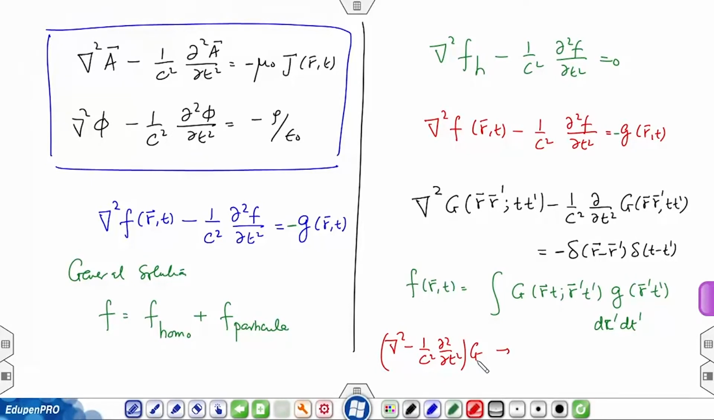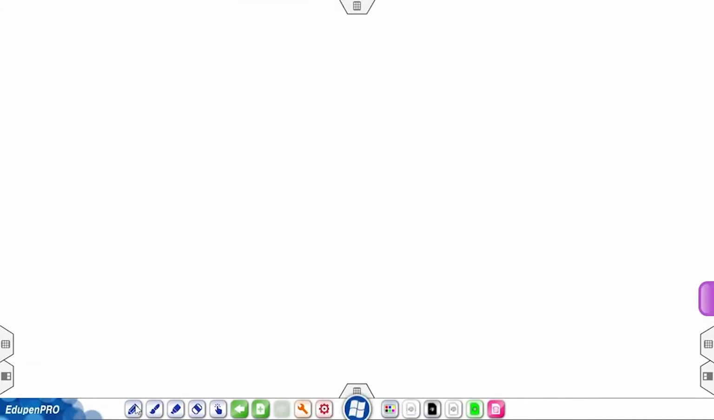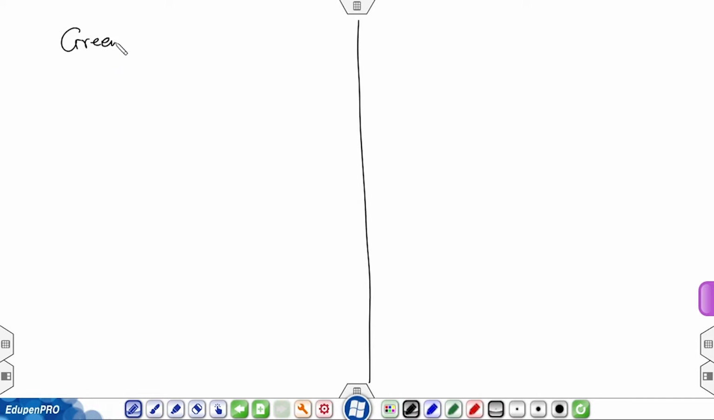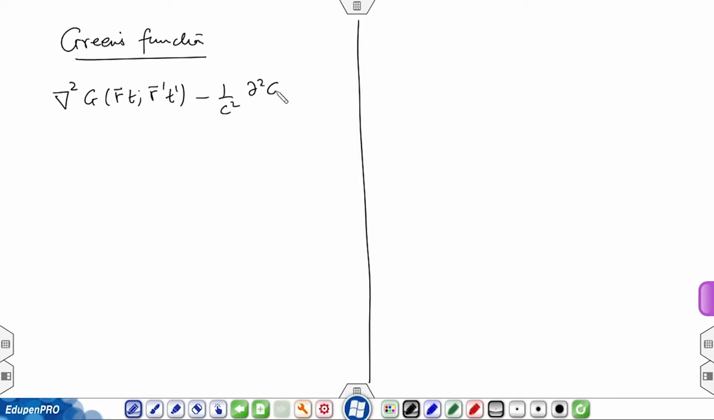So, let us see if this really gives me that solution. I am taking the Green's function to be that function that satisfies del square G(r, t, r prime, t prime) minus 1 over c square d 2 G over dt square equals minus delta(r minus r prime) delta(t minus t prime). I switch between r prime and t prime, so just bear that with me.